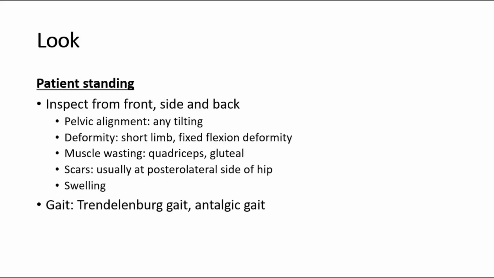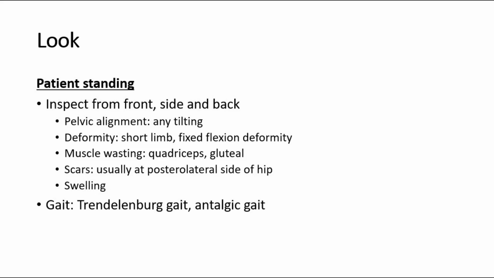So in orthopedics physical examination, the four main parts are look, feel, move, and special tests. So first, by looking at the patient, with the patient standing up, we inspect from the front, the side, and the back. Look for any pelvic alignment, for any tilting of the pelvis, deformities such as short limb or fixed flexion deformity, any muscle wasting, especially at the quadriceps and gluteal muscles, any scars, which is usually seen at the posterior lateral side of the hip, and any swelling at the hip joint.